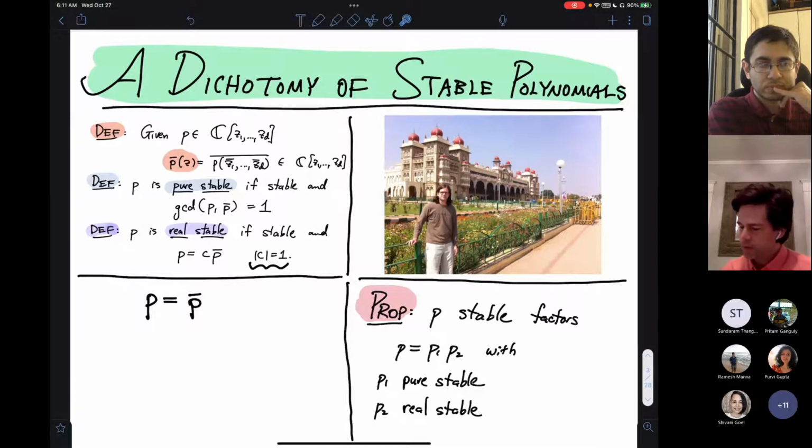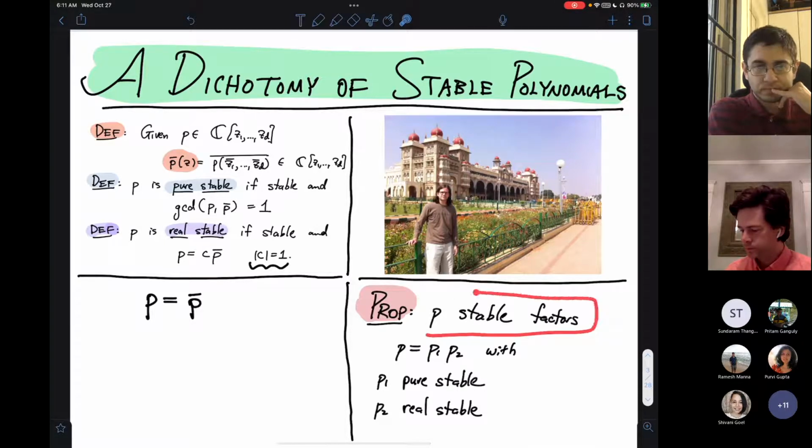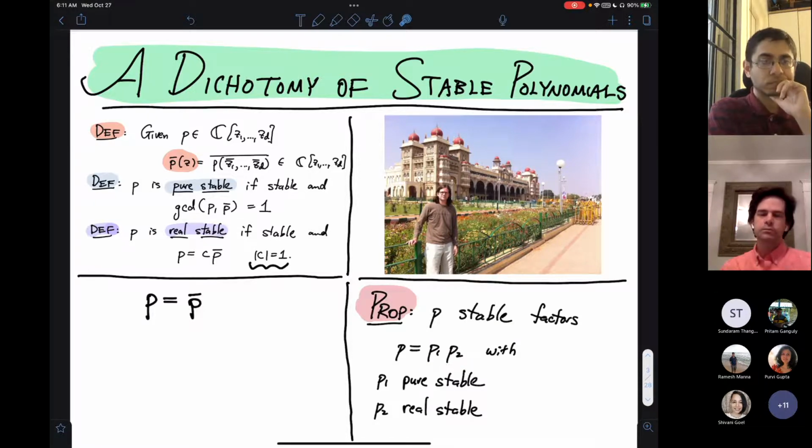A proposition that's not too hard to show is that any stable polynomial factors into a pure stable piece and a real stable piece. So it's not too hard to see that you take P and P bar and you pull off any common factors, and then you have to show that their common factor is real stable, and then the thing that's not in common ends up being a pure stable factor.